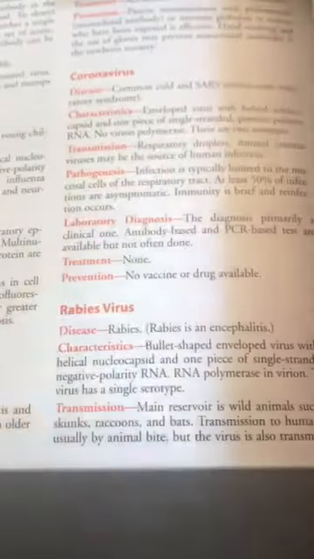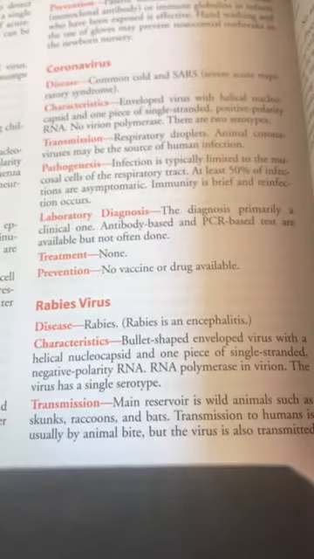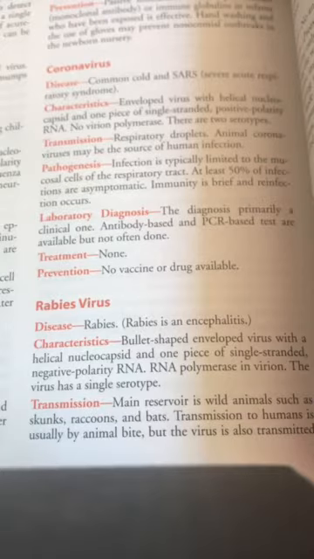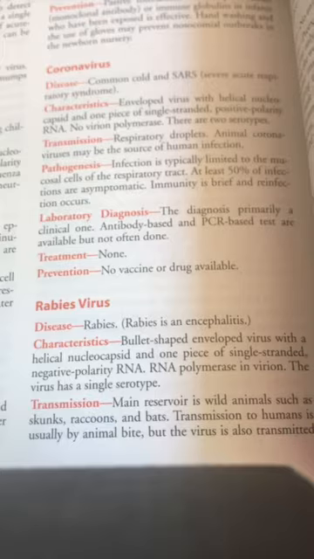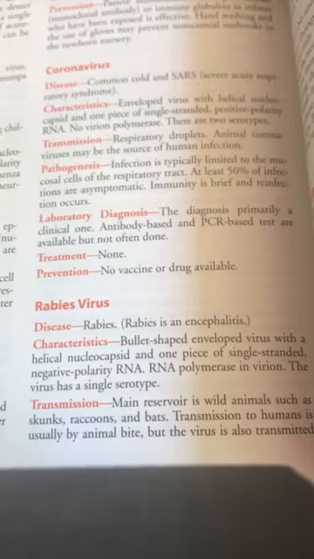Here's a little breakdown here. Common cold and SARS characteristics: enveloped virus with helical nucleocapsid and one piece of a single strand positive polarity RNA, no viral polymerase. There are 2 serotypes. Transmission: respiratory droplets, animal, leading towards a human infection. Infection is typically limited to the mucosal cells of the respiratory tract. At least 50% of infections are asymptomatic. Immunity is brief and reinfection occurs.